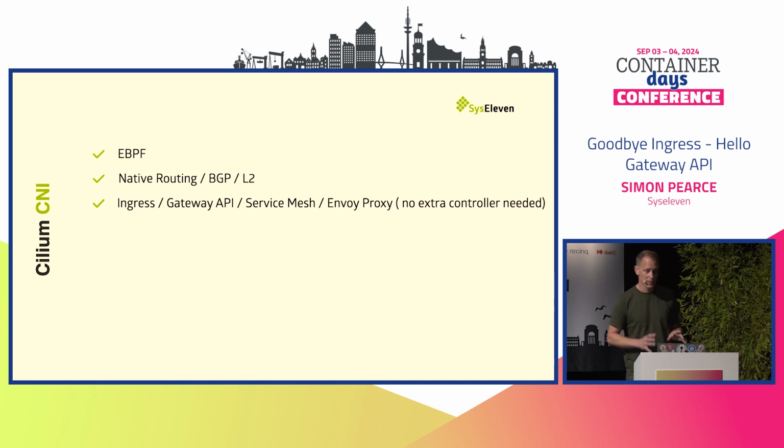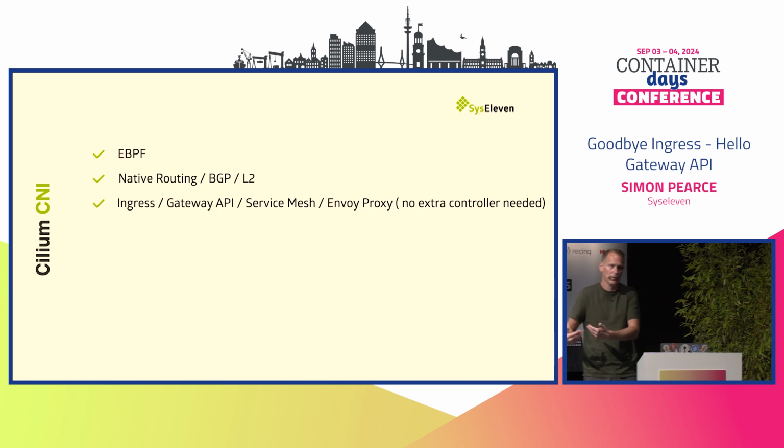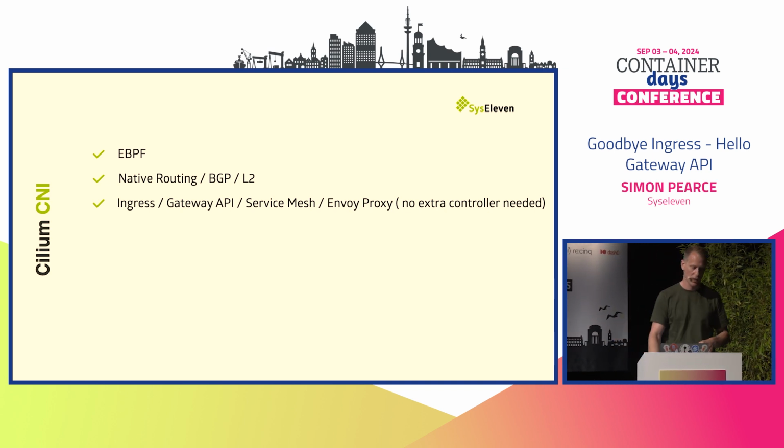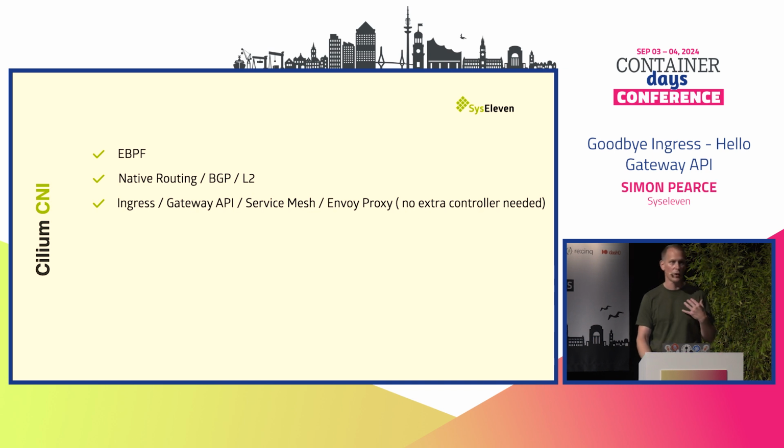You get Ingress, Gateway API, Service Mesh, and the Envoy proxy. No extra controller really needed. Or yes and no, there is an extra controller, Envoy proxy, but you don't need to install anything extra. You just install Cilium and you get all of these features, which I find really nice. For us as a cloud service provider, this has made life extremely simple because we can just deploy Cilium and provide customers with all these features.